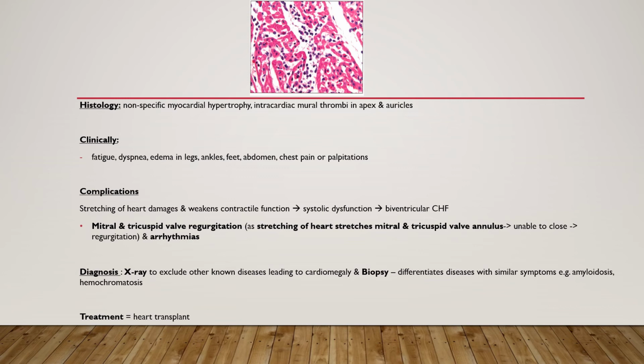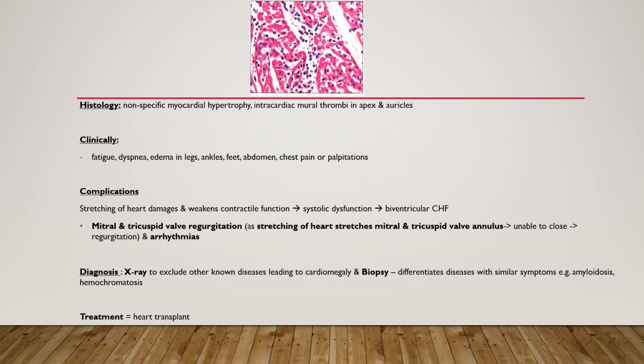Major complications: imagine if so much blood is building up in the ventricle and it leads to dilation of the ventricle. This is going to cause stretching of the heart, and this is going to weaken the contractile function over time, causing systolic dysfunction. The heart won't be able to pump the blood as effectively, and that leads to biventricular congestive heart failure, so both the left and right side of the heart are affected, leading to mitral and tricuspid valve regurgitation.